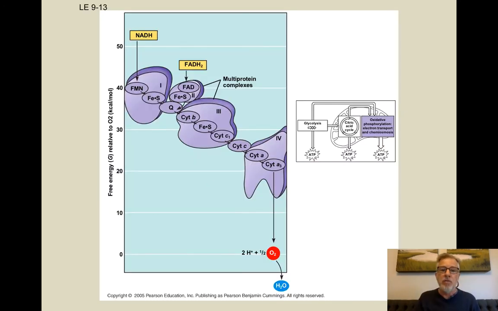So here's a diagram, and the way this diagram works is it shows you all the protein-like molecules. It shows you where NADH donates its electrons and FADH donates them in a different place. And it shows you the energy in the electrons. And you can see that as they go down the chain, they lose energy. And here at the end is oxygen accepting electrons, binding with hydrogen ions to create water.